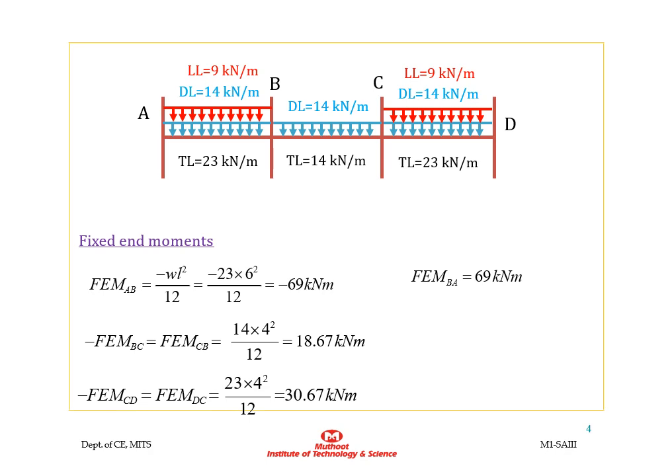And similarly for the other beams BC and CD, for BC it will be minus 18.67 kilonewton meter and positive 18.67 kilonewton meter for BC and CB. Then for the next span, it will be minus 30.67 kilonewton meter and positive 30.67 kilonewton meter for the span CD and DC.